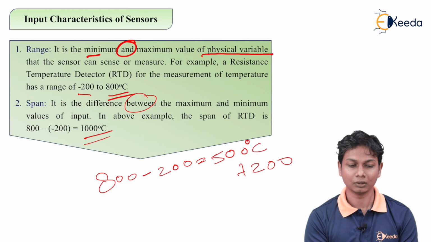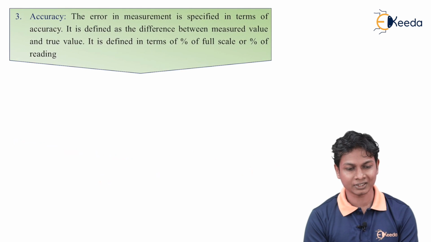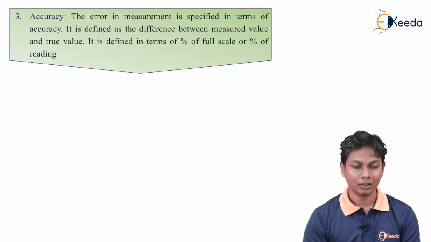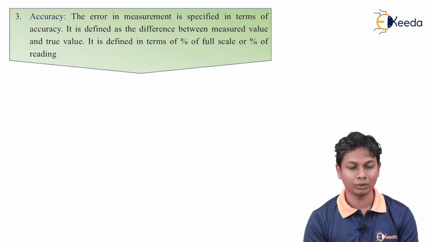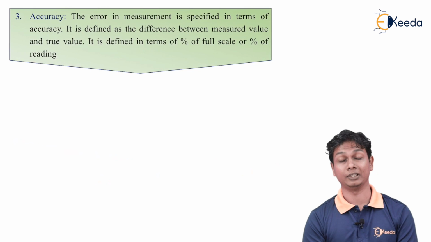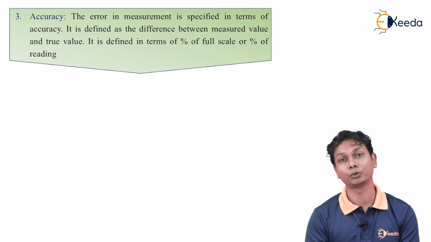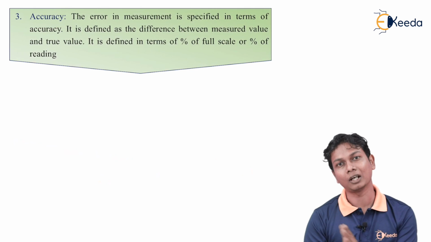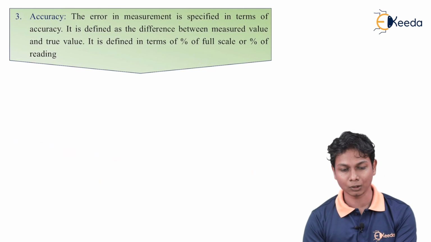Now the next parameter is accuracy. So what is accuracy? The error in measurement is specified in terms of accuracy. It is defined as the difference between the measured value and the true value. See, there are two terms coming again: the measured value and the true value. The measured value can be from input to output, that means from the minimum value to the maximum value.